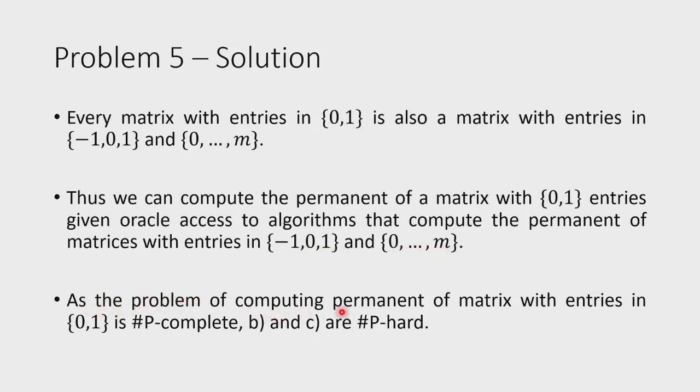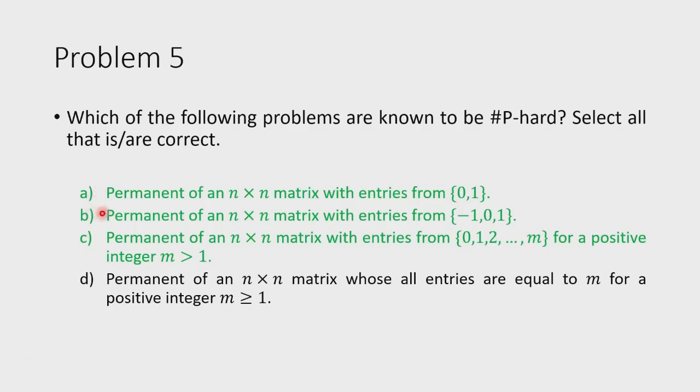Now, as the problem of computing the permanent of a matrix with entries in 0, 1 is #P-complete, so is the problem of computing the permanent of matrices with entries in -1, 0, 1 and 0 to n. So both the options B and C are #P-hard because the problem of computing the 0, 1 permanent Cook reduces, or Turing reduces, to these problems in polynomial time. So these two problems are #P-hard. A is directly known to be #P-hard. So that settles A, B, and C.